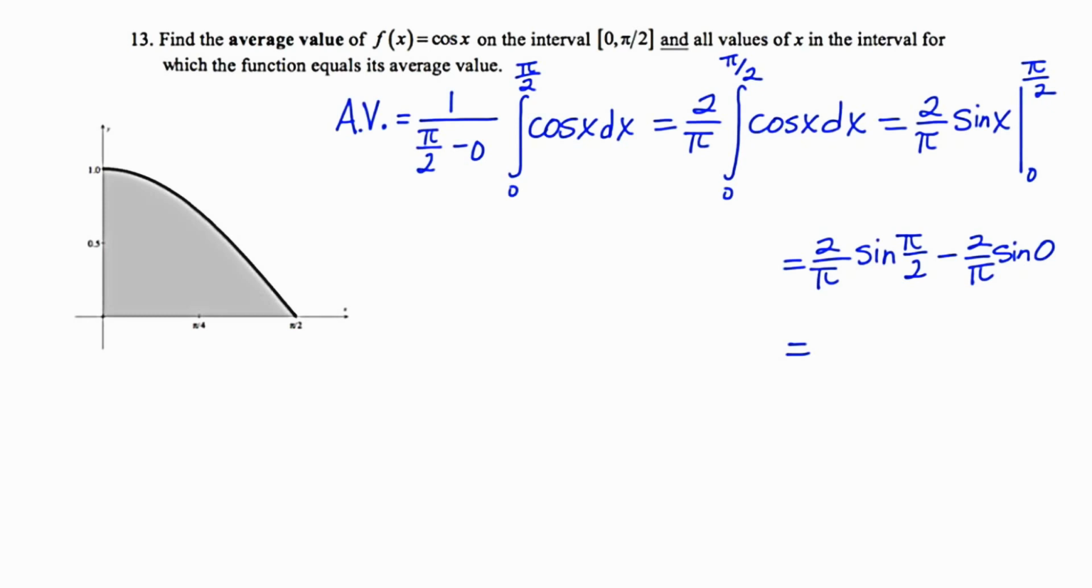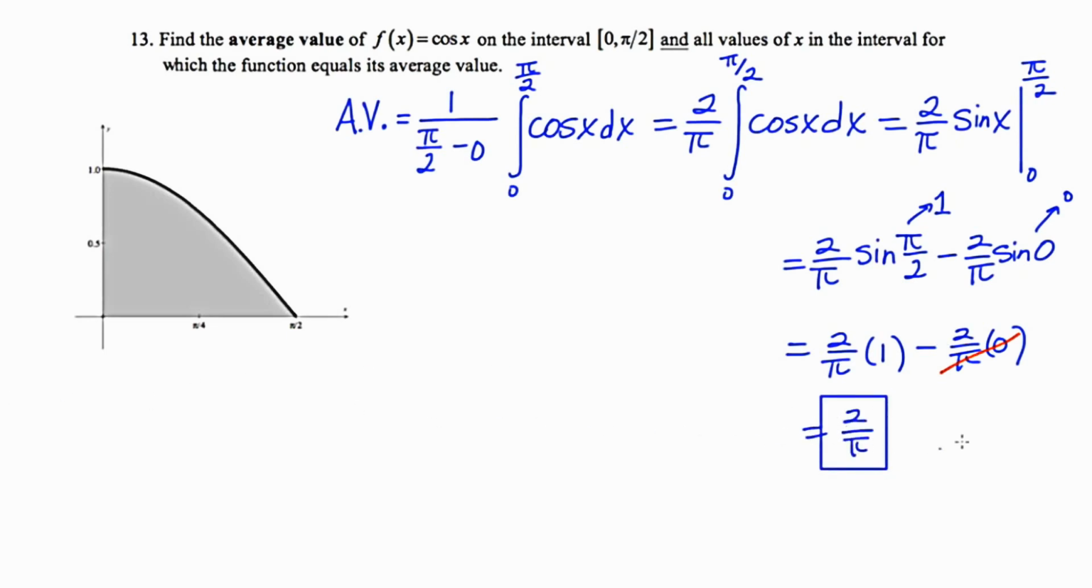The sine of pi over 2 is 1, but the sine of 0 is 0. So we're going to get 2 over pi times 1 minus 2 over pi times 0. And of course, anything times 0 is just going to be eliminated, and we're just left with 2 over pi. So the average value in this problem is 2 over pi.